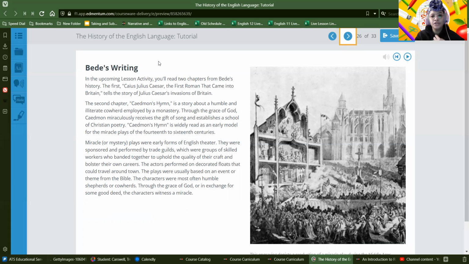You're going to read Caius Julius Caesar, the first Roman who came into Britain, and also Caedmon's Hymn, which is a story in a poem that he wrote. And it is about Caedmon persevering through the grace of God. So you can see his influences there in the writing.